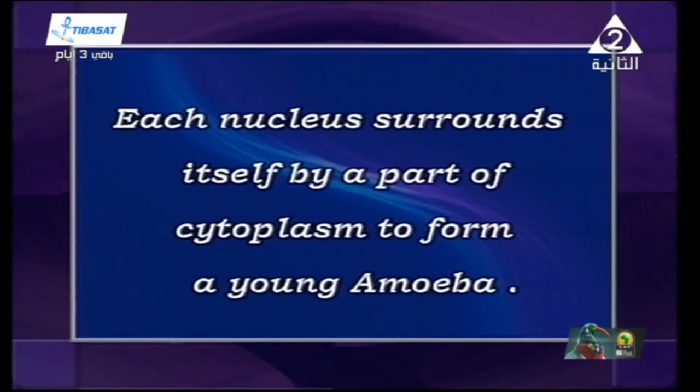Encystment means what? An envelope or chitinous coat. And it happens only under unsuitable conditions like dryness, extreme temperature, or shortage or deficiency of food, and so on. After that, each nucleus surrounds itself by a part of cytoplasm to form a young amoeba.